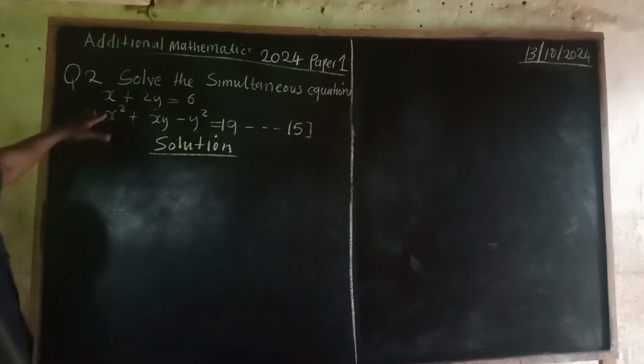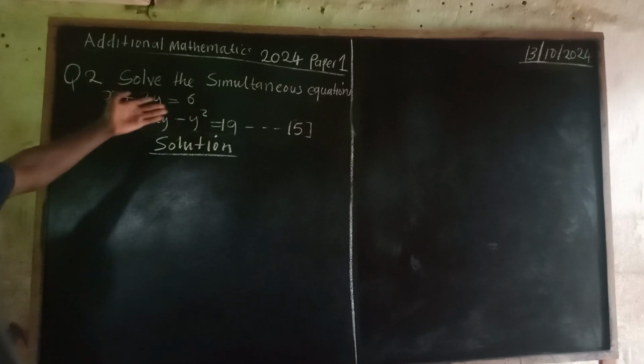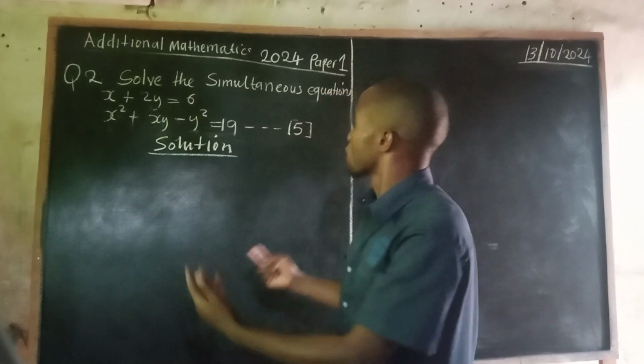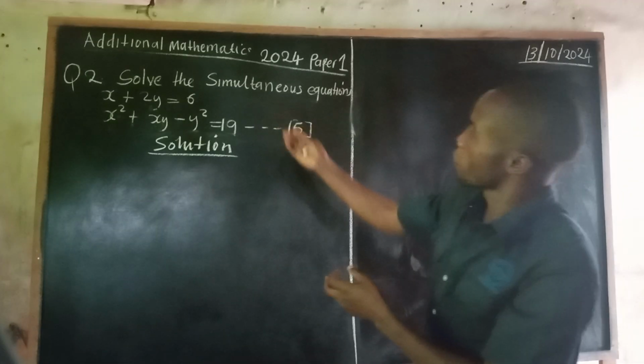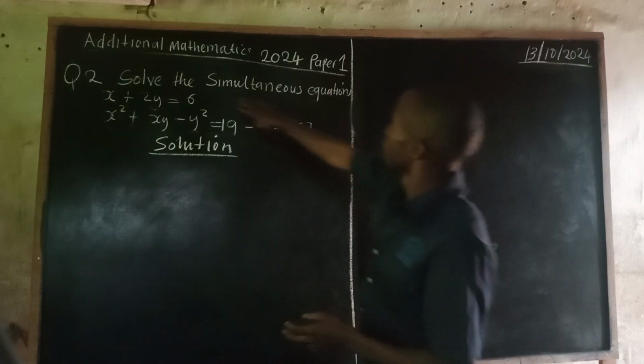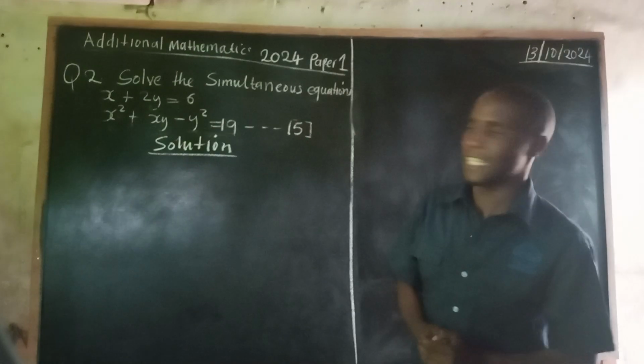Okay, so they are saying solve the simultaneous equations. When they say simultaneous, it means you have to solve two equations at a go. So we have two equations there. We have to answer them at once. That's why they are using this word simultaneous.